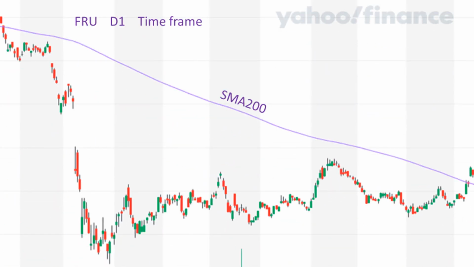Look at this example. This is FRU stock, D1 time frame, and D1 is my longer time frame, and you see the price is below the SMA 200, so that means the trend is downward. So in order to find the area of value, in order to exit the trade, you go one step lower time frame. That's H1 time frame. So each candle represents 1 hour of trading.